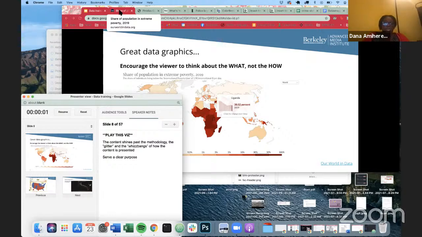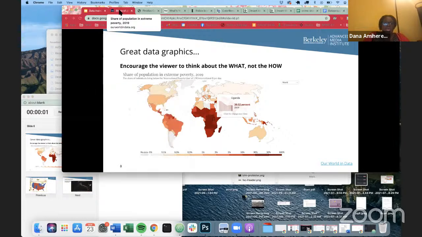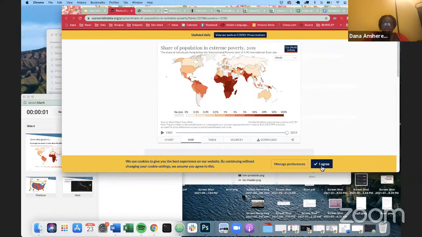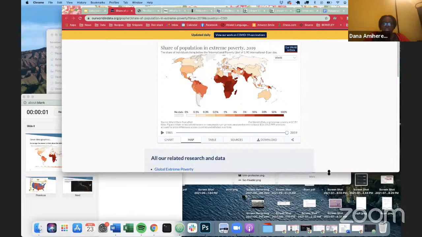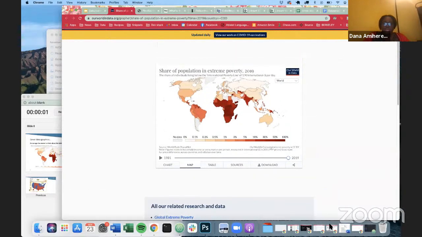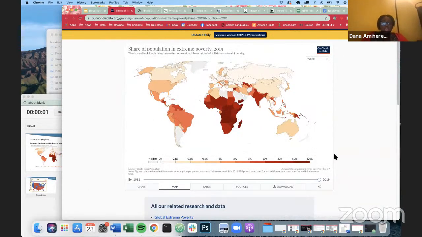So I wanna share with you an example that I found. It's from a group called Our World in Data. And it's actually a map. It's an interactive map on extreme poverty over the years. So it's got a lot going on here. And I purposely picked this one because it's not just a US-centric example, but it's got a lot packed in here.